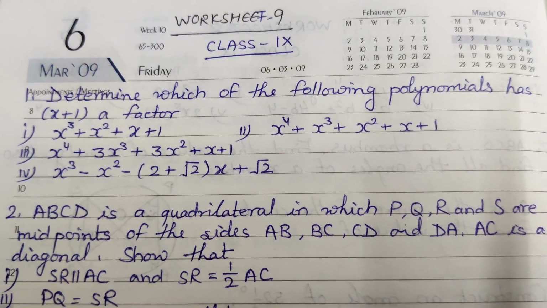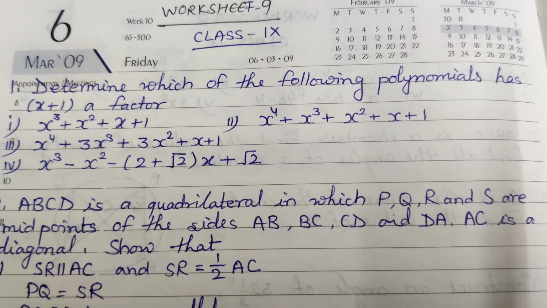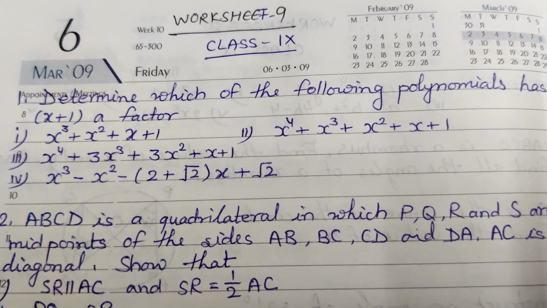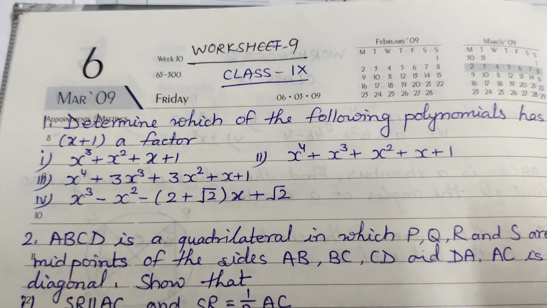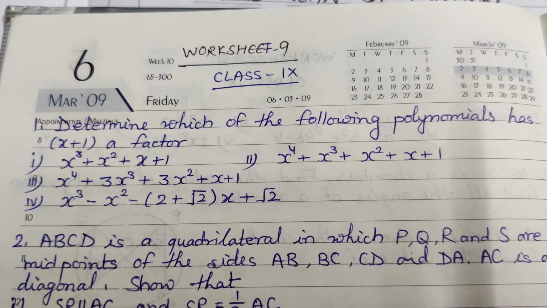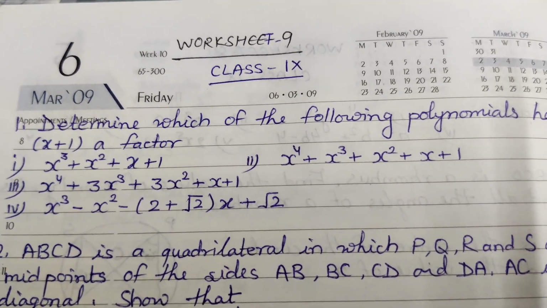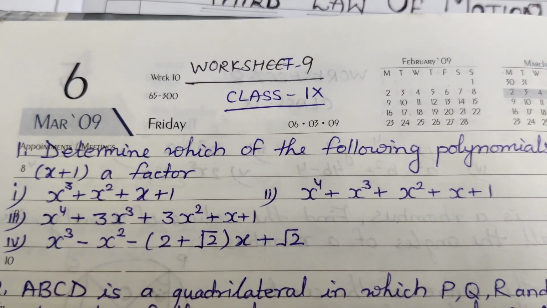Revision worksheet 9 for class 9th. Question number 1: Determine which of the following polynomials has x plus 1 as a factor. There are 4 polynomials, and which one has x plus 1 as a factor? It means the remainder equals 0 when divided by x plus 1.